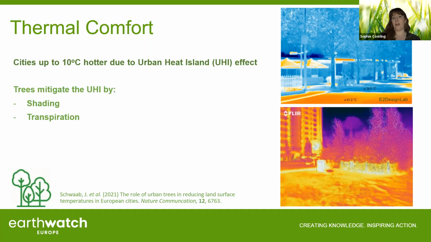And trees can really help to mitigate this substantially. Trees can mitigate the urban heat island effect by providing shade, and also through something known as transpiration. Tree leaves contain tiny little holes called stomata all over them, and those holes are actually more like mouths. They open and close in response to different triggers.